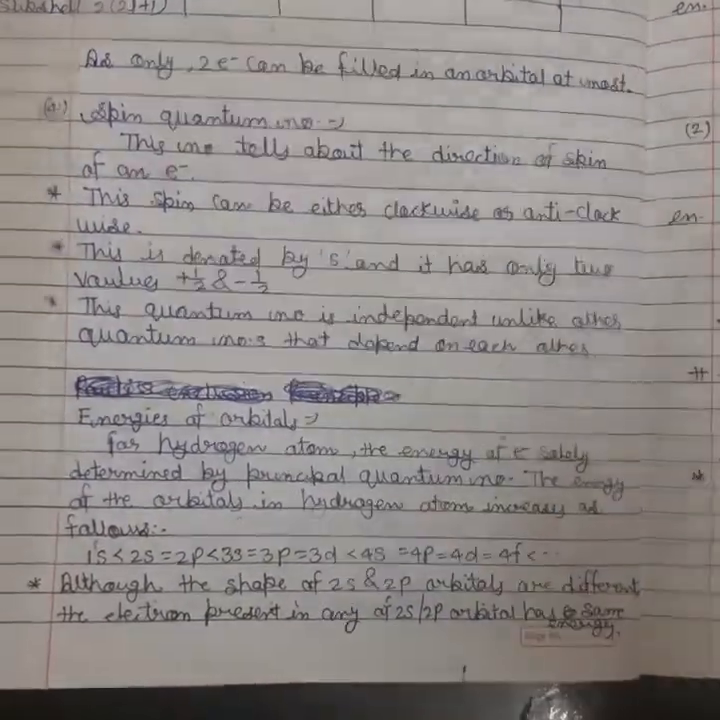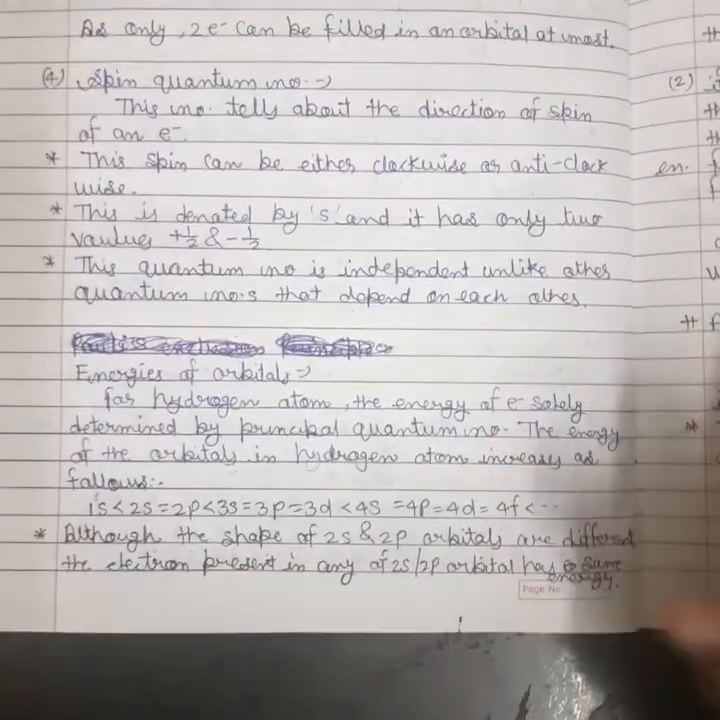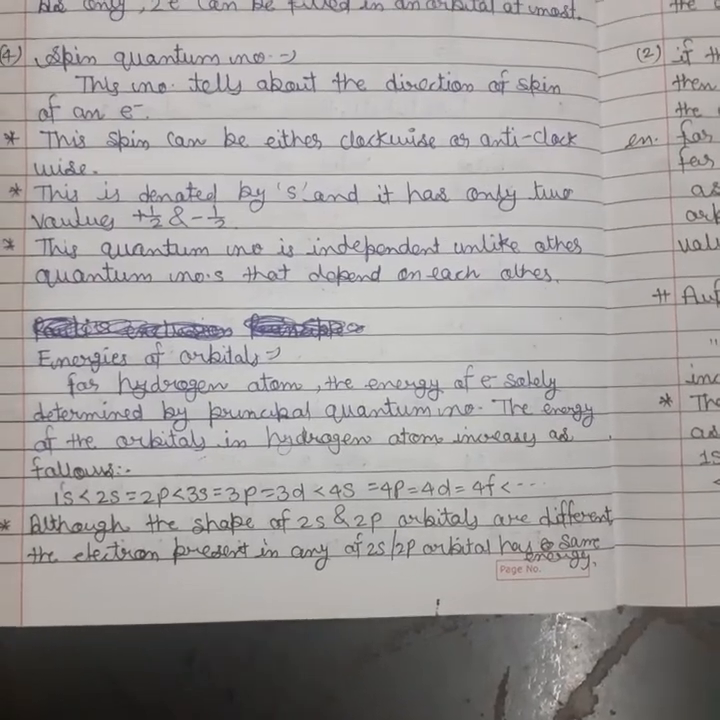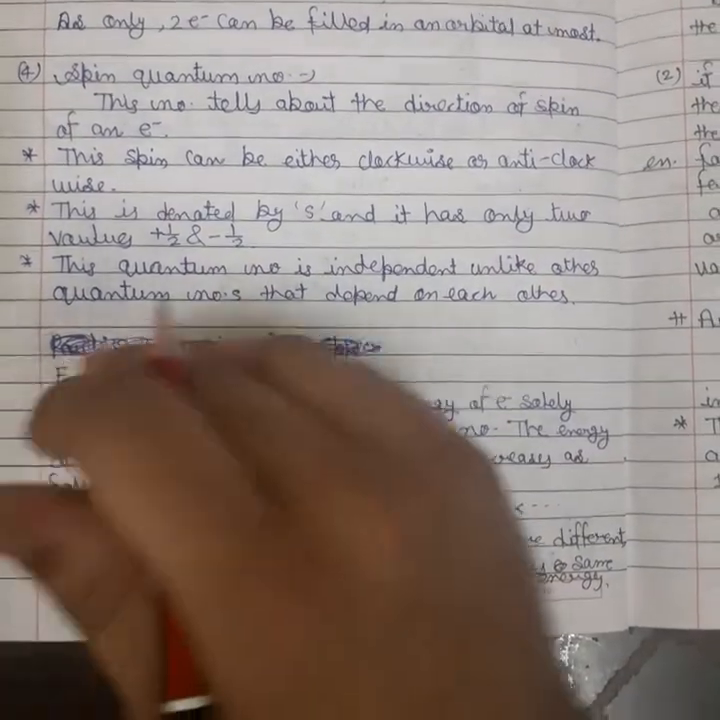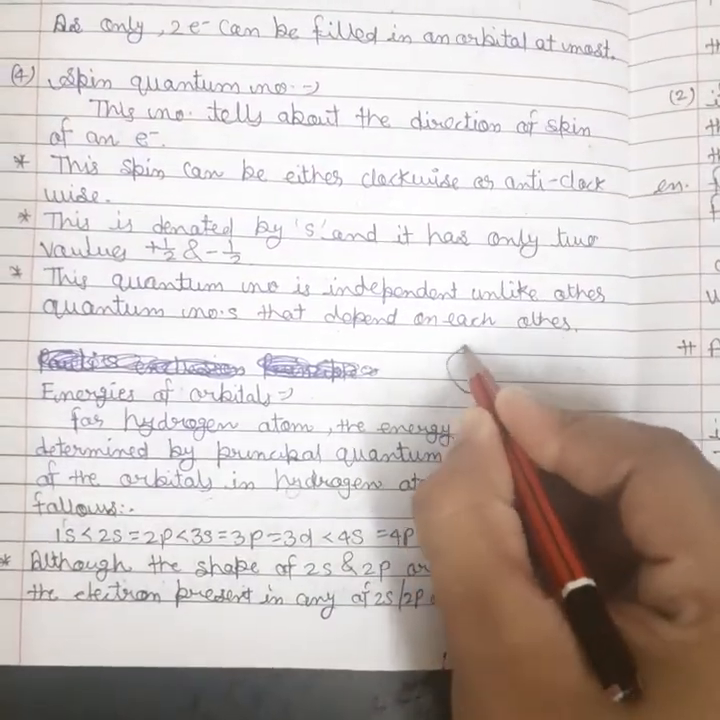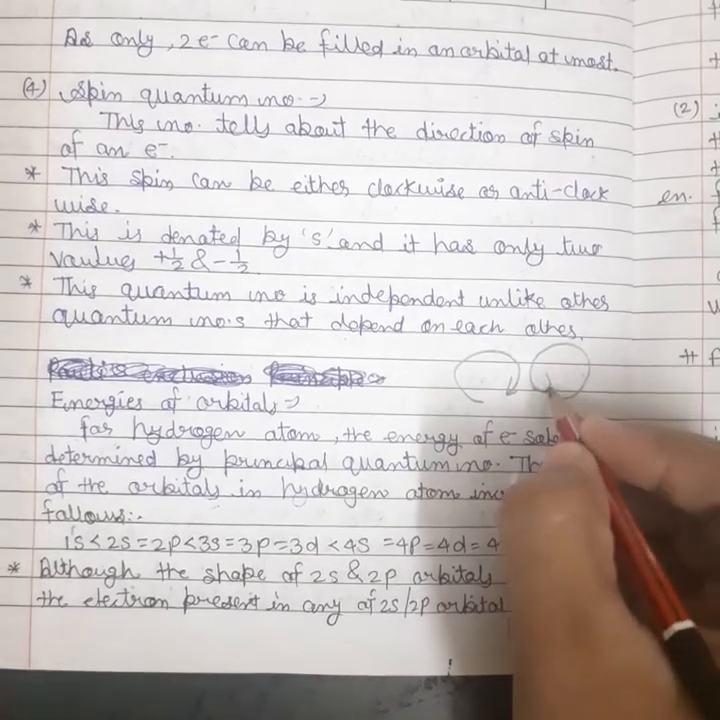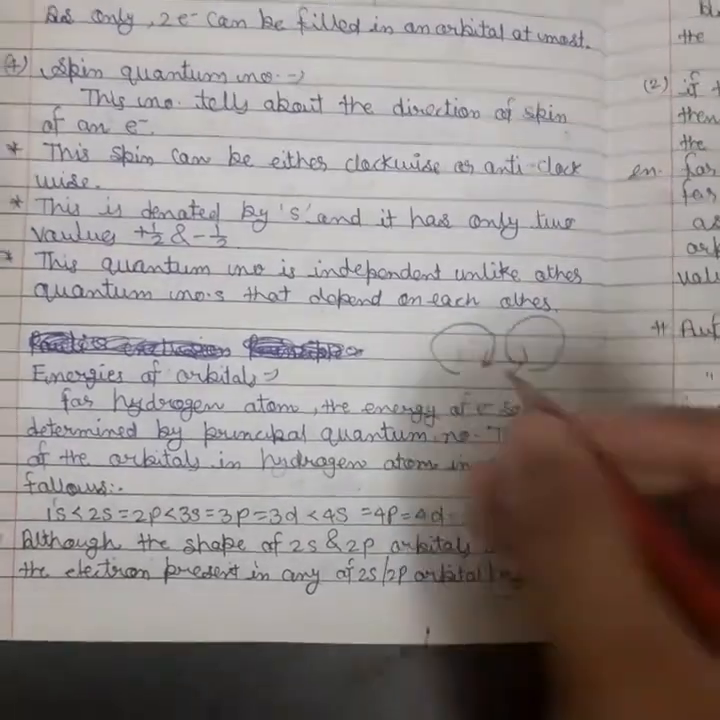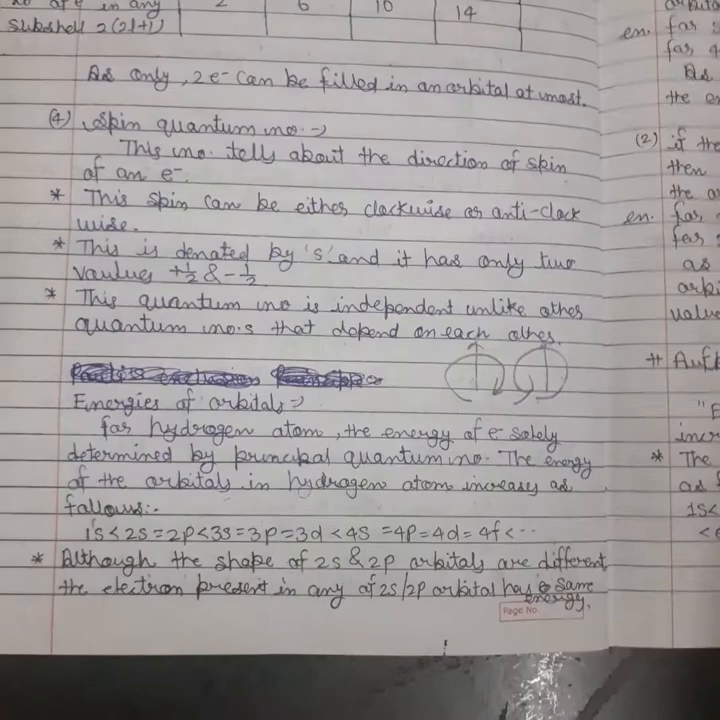The last quantum number that we are going to study is the spin quantum number. The spin quantum number is unlike all the previous quantum numbers. The difference is that it is independent of the previous quantum numbers, and it only tells us about the spin direction of the electron, whether the electron is moving in a clockwise or anti-clockwise direction. As we know, an electron moves about its own axis. So what will be its direction of spin?